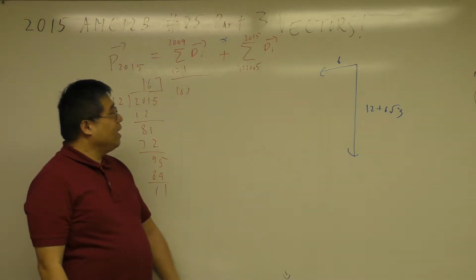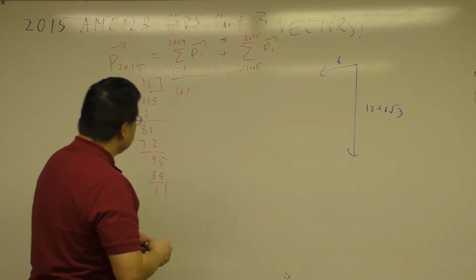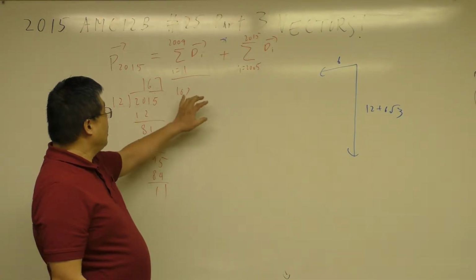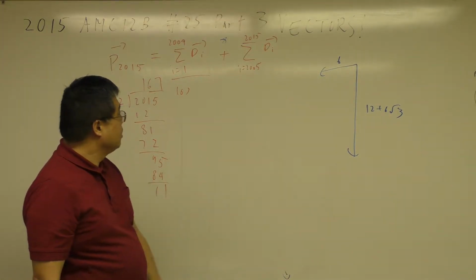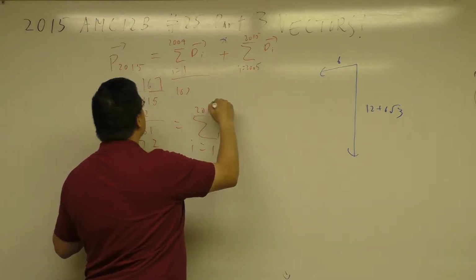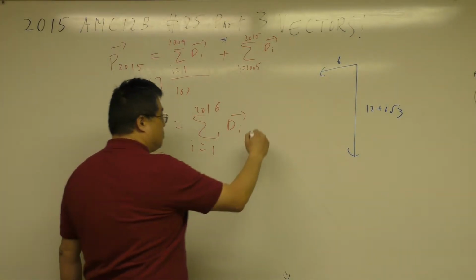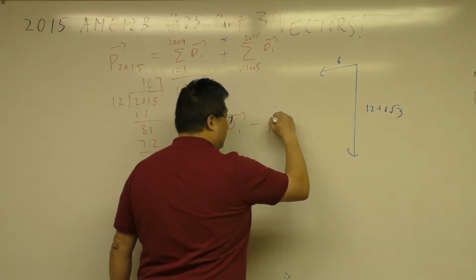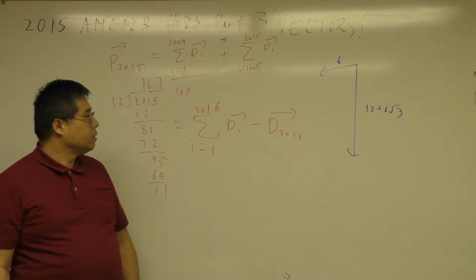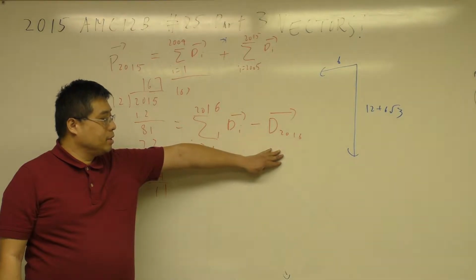But adding 11 vectors is kind of cumbersome. We can think about this in another way. Why don't we have 168 of this, and then since we had that little extra 2016, subtract just one vector from the whole thing. This way probably is a little bit easier.